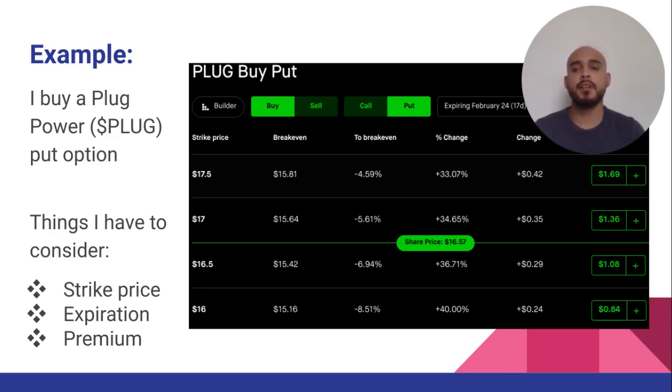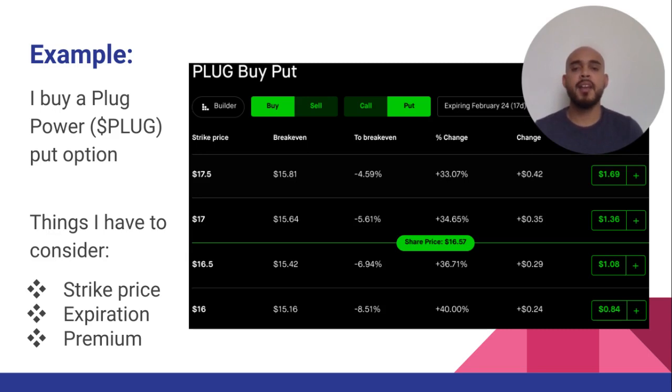So let's say I have 100 shares in Plug Power, a position that I've held since $5, and we're at $16. I've made over $1,000 and I'm not sure if it's going to reach $17. I can buy this put option here at $16 strike price for $84. So remember that says 84 cents per share times 100 shares in each put contract. So that's $84 of premium. And I'm agreeing to sell Plug Power at some point in the future, in this case, in about a week for $16 a share. I'm buying this put option to reserve the right to do that.